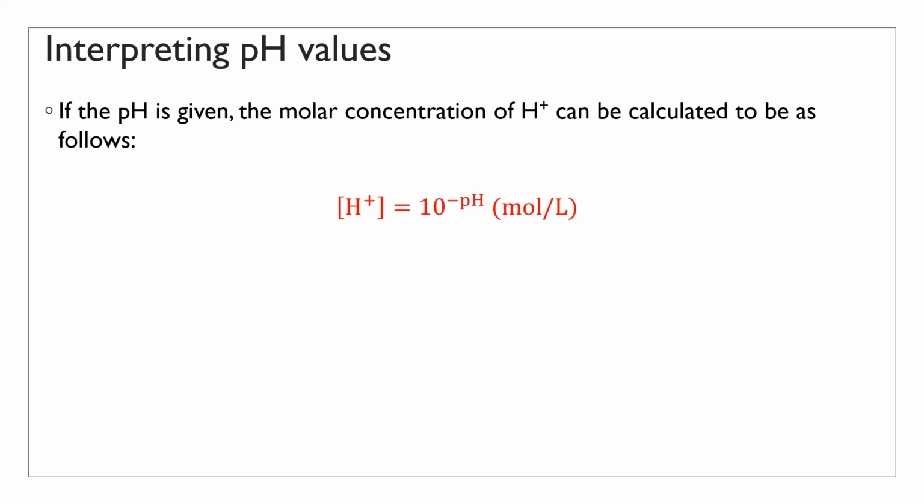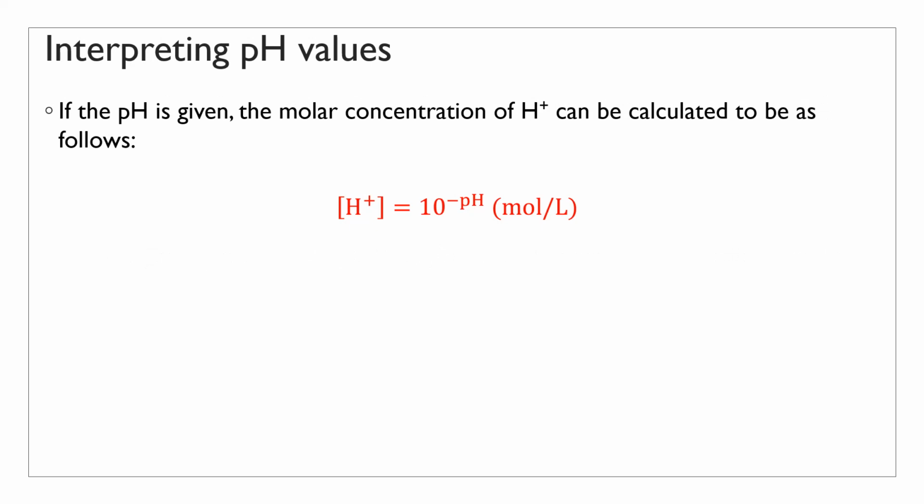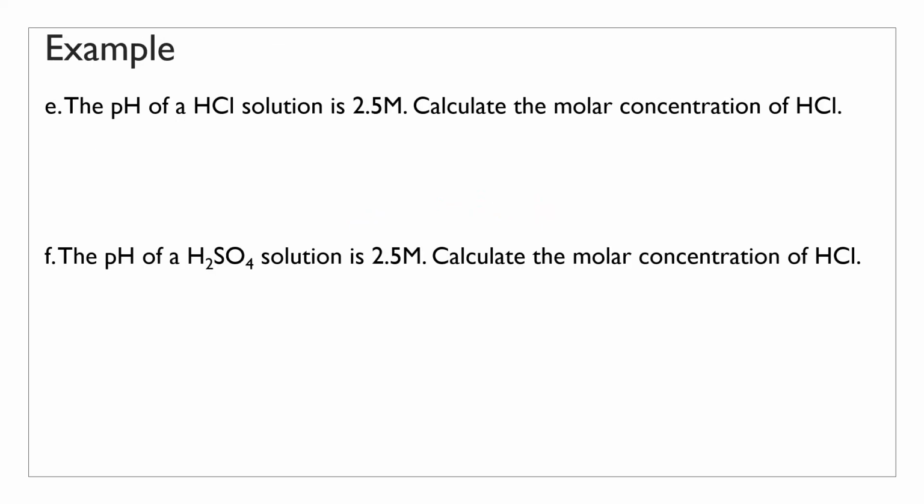So this is just the reverse of a logarithm. I'm not going to go into the details of what a logarithm is. I'm just going to say that if you have a calculator and you know what the pH is, 10 to the power of negative pH can give you the concentration of hydrogen ions. So for example, I'll give you the examples here. The pH of a solution is 2.5, shouldn't have a molar here. Calculate the molar concentration of HCl.